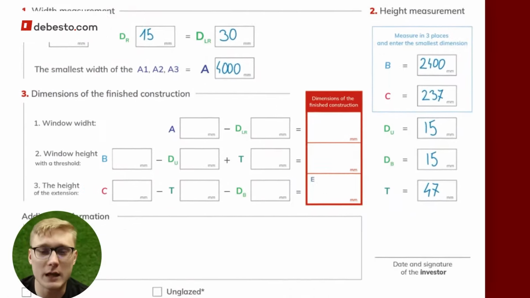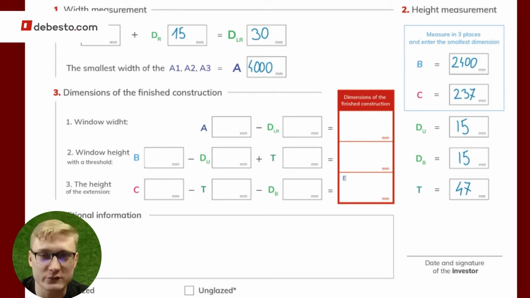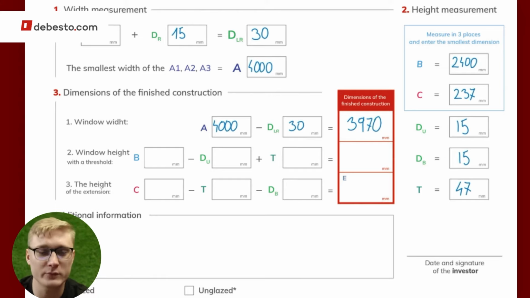We move on to calculating the measurement of finished construction in step 3. If the width of our opening sums up to 4,000 millimeters at the smallest measurement, DLR, which is left and right dilatation, sums up to 30 millimeters, we subtract the 30 millimeters from 4,000 and get 3970 millimeters.